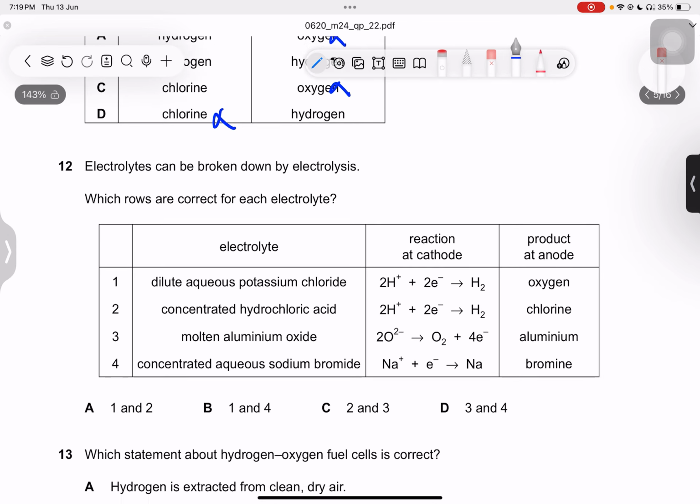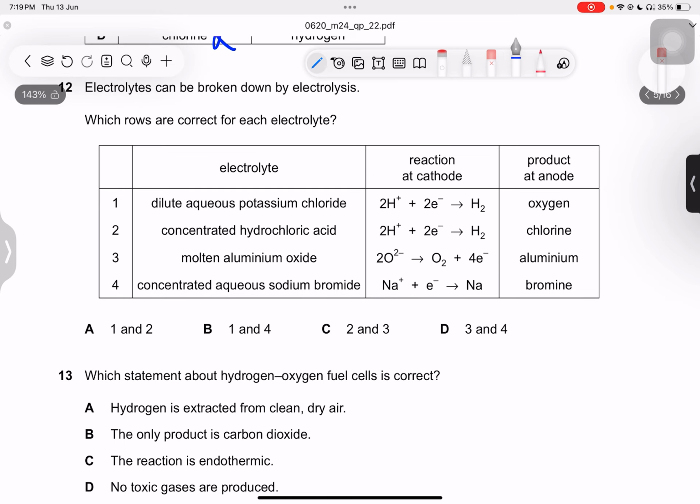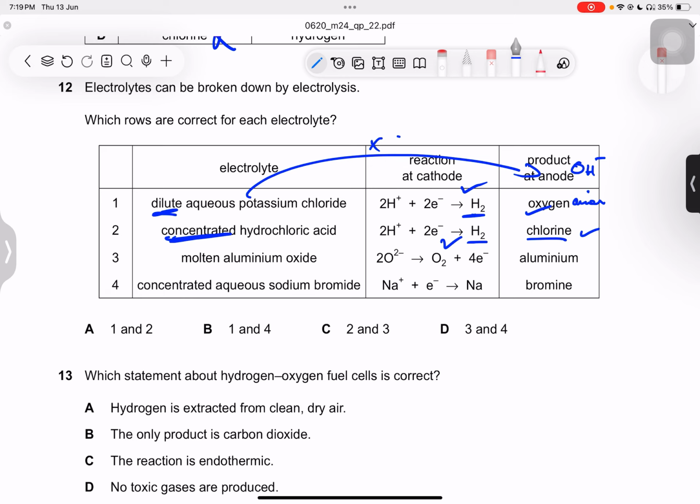Electrolytes can be broken down by electrolysis. Which rows are correct for each electrolyte? Dilute aqueous potassium chloride will have a reaction at the cathode producing hydrogen. This is correct. Product at the anode: yes, the anion is the OH minus, which produces oxygen. So this is also correct. Concentrated HCl: we will have hydrogen as well as chlorine because this was concentrated, while this was dilute, which is why no chlorine there. But over here we have a concentrated HCl, so chlorine will be preferred over oxygen. So option A is correct.